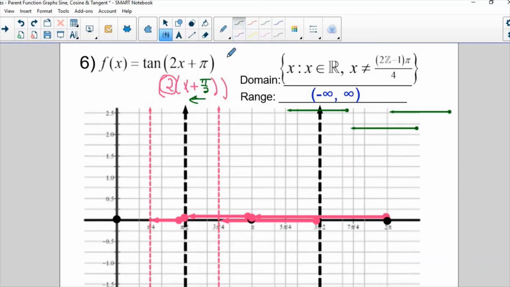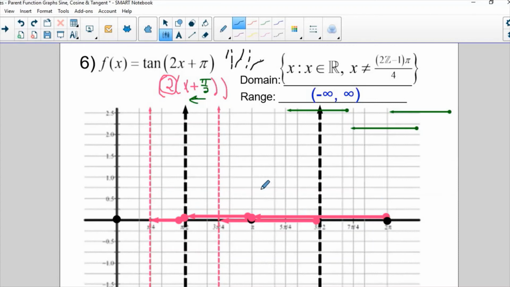So normal tangent graph: 0, asymptote, 0, asymptote, 0, a little half-made thing here, full thing there, half thing there. So you can see 0, asymptote, 0, asymptote, 0. And now we're going to divide all of the key parent function points by 2. So 0 divided by 2 is 0. Pi over 2 divided by 2 is pi over 4. The next one, pi divided by 2, is now pi over 2. 3 pi over 2 divided by 2 is now 3 pi over 4. And 2 pi divided by 2 is now pi.